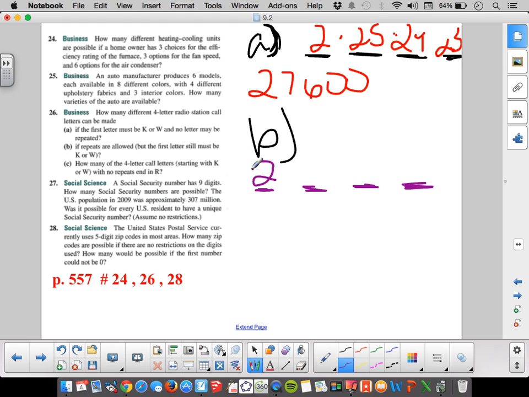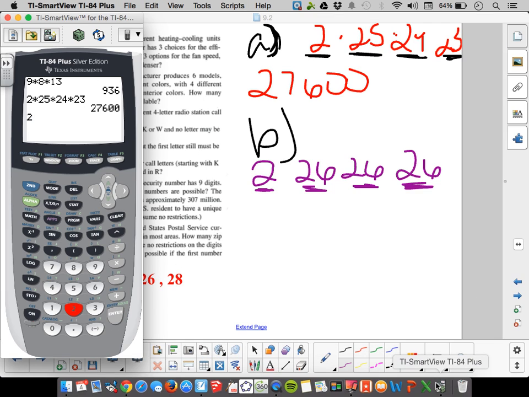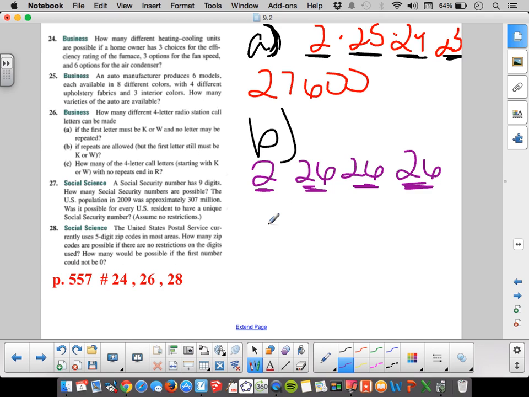Now we have 25 left. Well, actually, since repeats are allowed, we still have 26 left because we could repeat that K or W. We also have 26 left and 26 left. So what I really have is 2 times 26 cubed. So I'm going to put that in my calculator. 2 times 26 cubed. So I have 35,152.